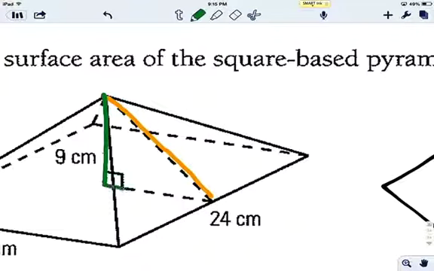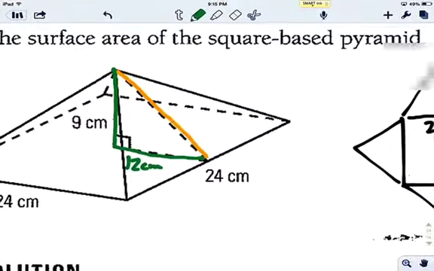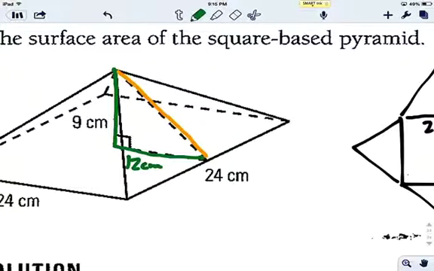We also, it seems like we're not given that value, but we sure are. We know that it's 24 all the way across there. Okay, so that means that this value here must be 12 because it's halfway there. I wonder what we can use to find this orange side. Looks like a right angle triangle. Maybe we can use Pythagorean theorem. So let's check it out.